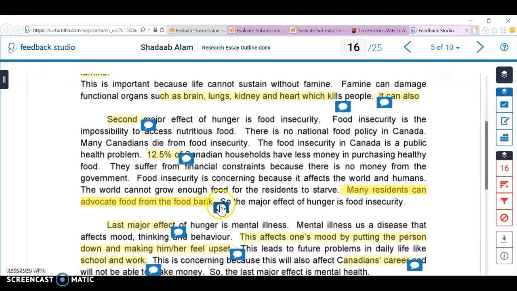I think here at the end of your paragraph, the reason why I didn't score this higher is because you define food insecurity, which is good. You give me some statistics, and then you tell me that residents can advocate food from the food bank. So I want you to explain that a little bit more. Are you trying to say that residents can help address food insecurity by supporting a food bank? Or are you trying to say that residents can try to prevent food insecurity in their lives by going to a food bank? Tell me what you mean and then provide me an example. For example, in Toronto, there is this food bank that people go to do this action.